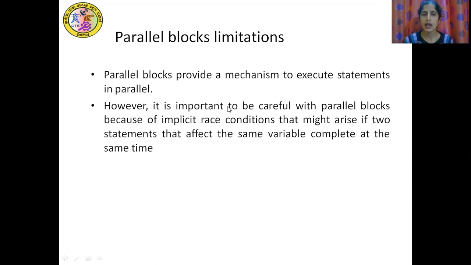Since the statements are executed in parallel, sometimes they may give rise to implicit race conditions. When two variables which are dependent on the same data are executed at the same instant of time, obviously it will lead to a race condition. Race conditions might arise if two statements that affect the same variable complete at the same instant of time. Now let us see an example which will depict this race condition.